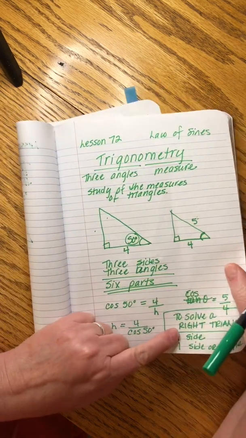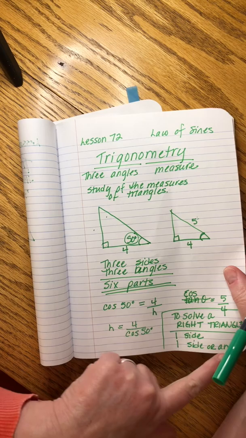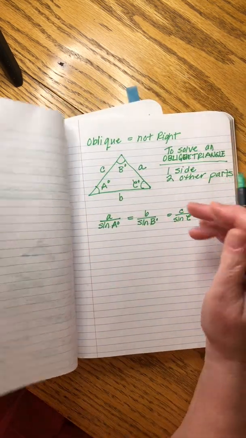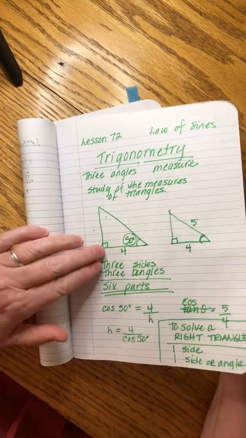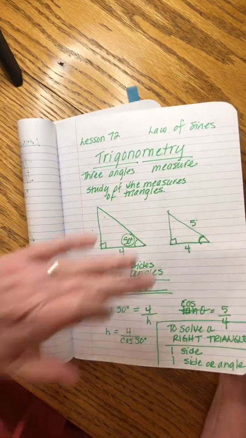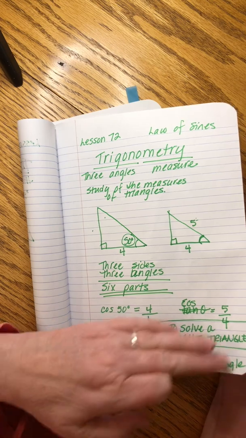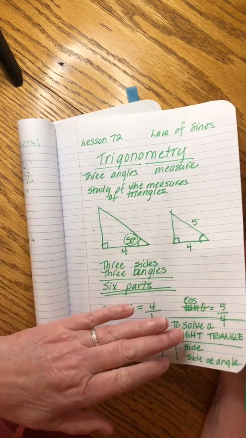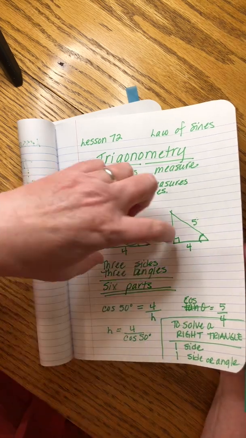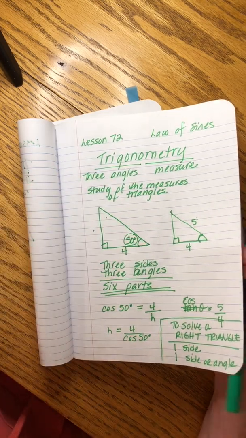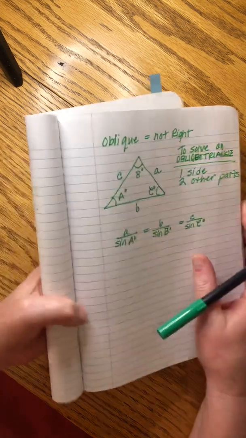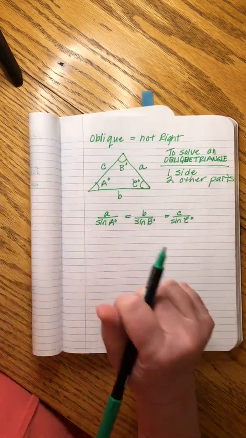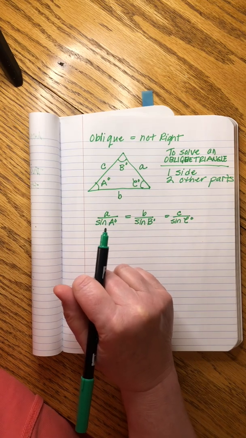Here we needed one side and one other part. Now we need one side and two other parts. Technically that's the same because before we had a matching angle there. So technically we had one side and one angle from the get-go, right? Because we knew that those matched. So the fact that it's a right triangle just gave us one more set of information. So oblique triangles have to work a little harder because they don't have that automatic matching right angle.